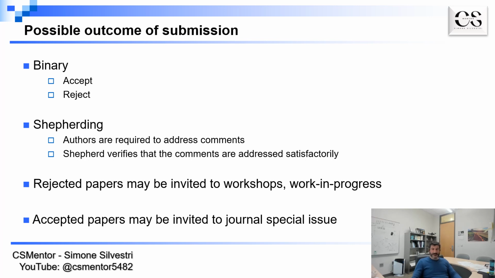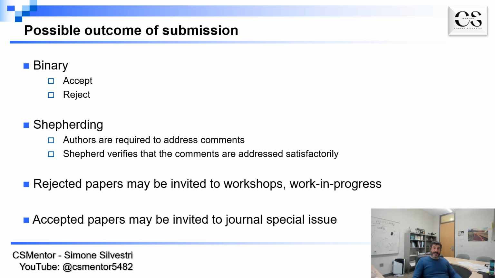So mostly the outcome is binary. And this is the main difference with respect to submitting to a journal, and we are going to make a different video about that. So here the outcome is either accept or reject. In some sense, it's better because, if it gets accepted, there is no more interaction. But of course, if there are some things that the reviewers didn't like, then the paper is going to be rejected.